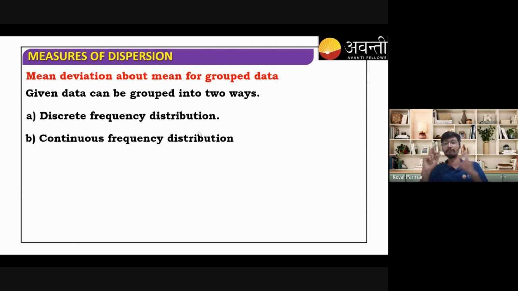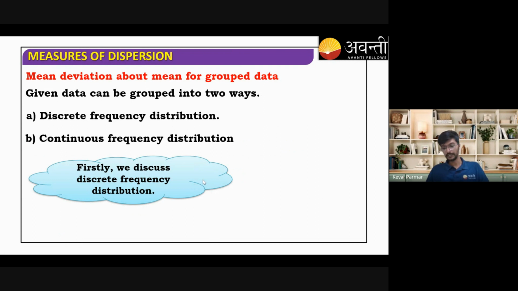In discrete, we have single values of the data. But in continuous, we have a range, we have groups of values, like 11 to 20, 21 to 30, 31 to 40, and so on. I hope it is clear. Right, guys? Just a second. Yeah. Next, we have continuous frequency.